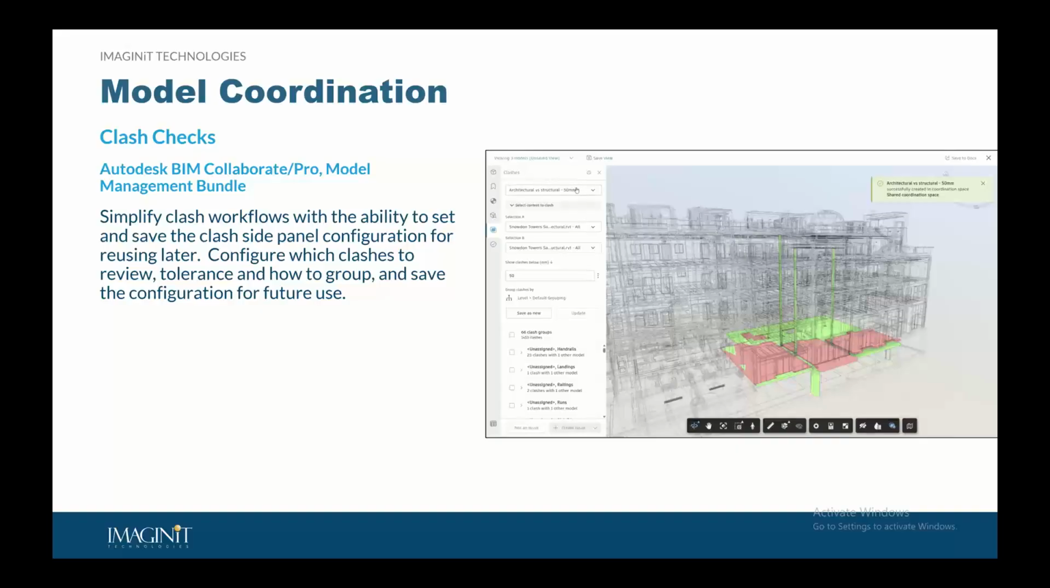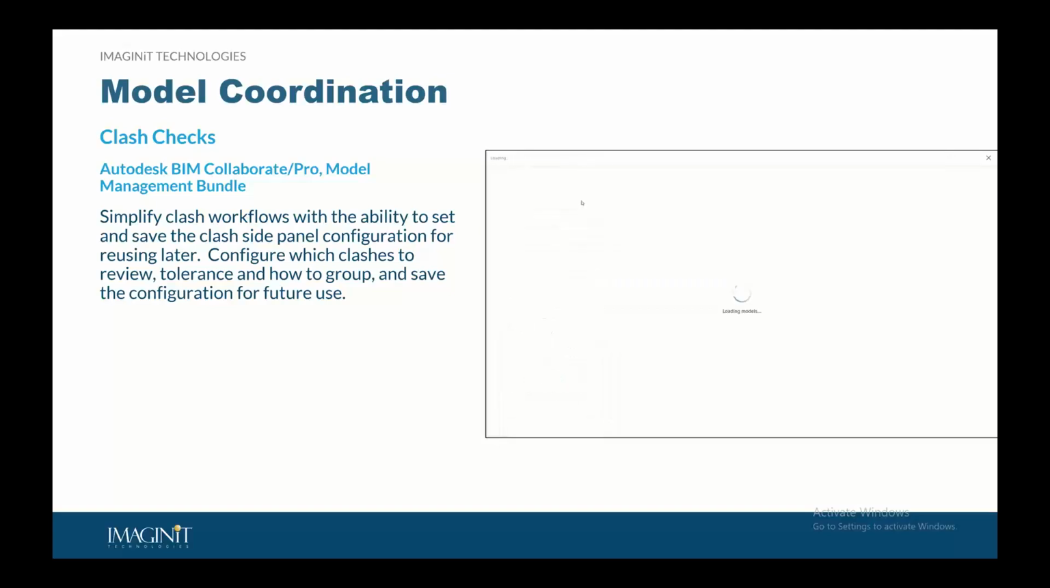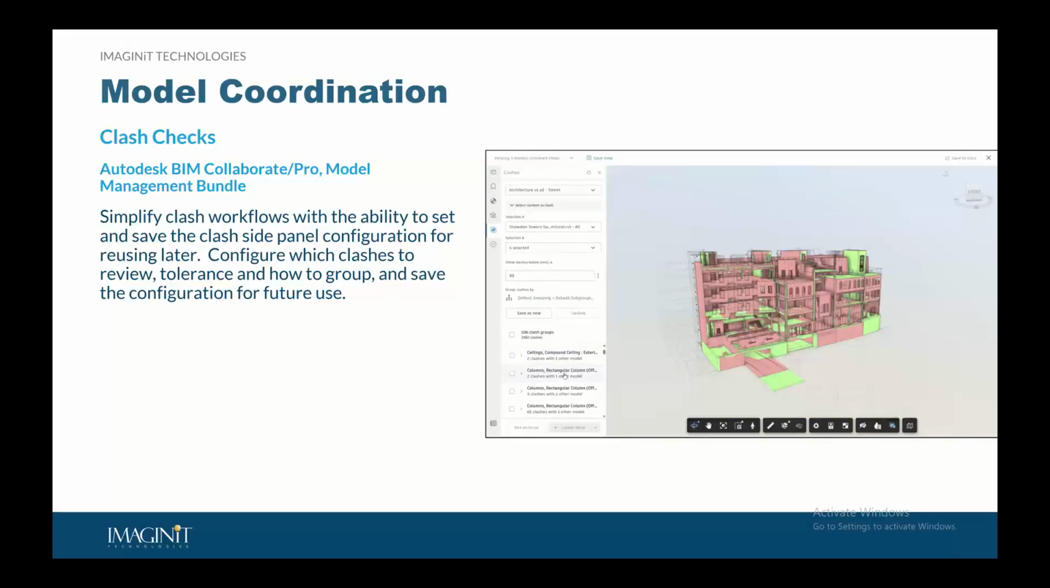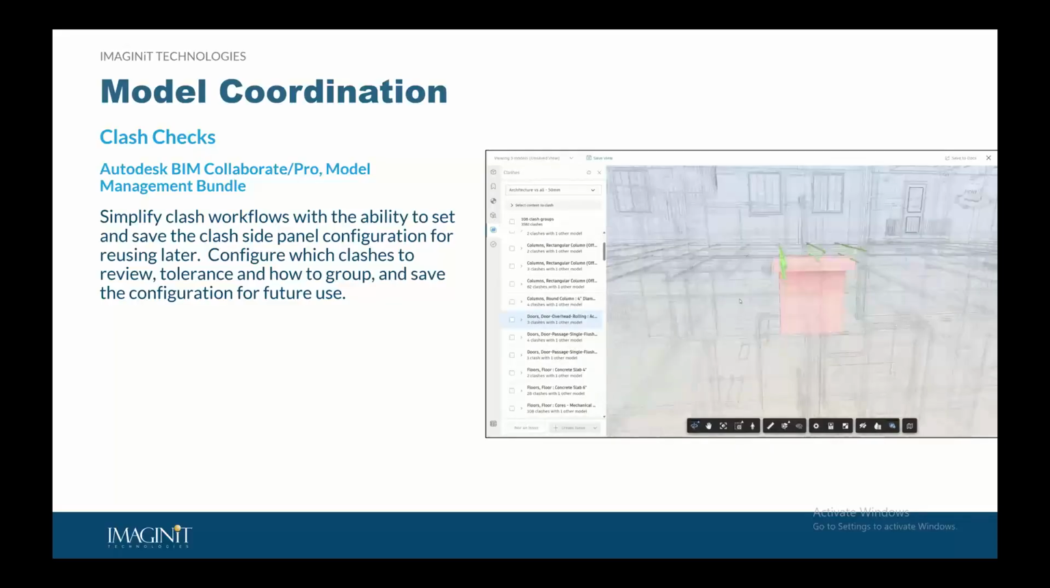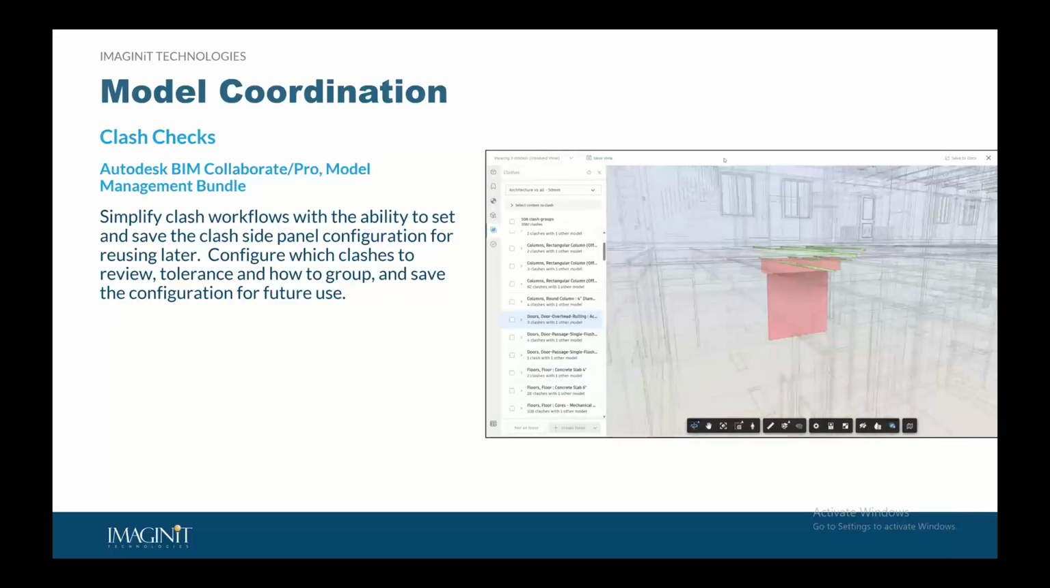So this release is going to allow model coordination users to save the clash side panel setup. That's going to include things like our model selections, any tolerance settings that we have set up, and clash groupings, and we're going to save that as a clash check that we can then utilize for future checks, right? So kind of like saving a view, but in this instance, we're saving exactly the confines of what we're looking to check different clashes or interferences with.